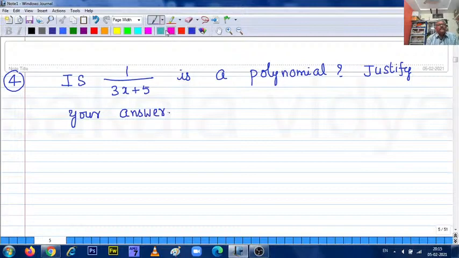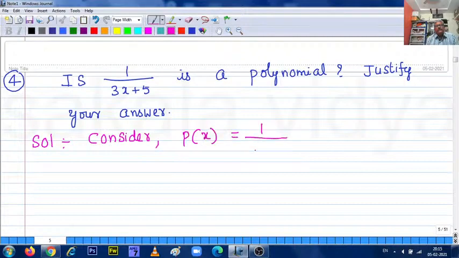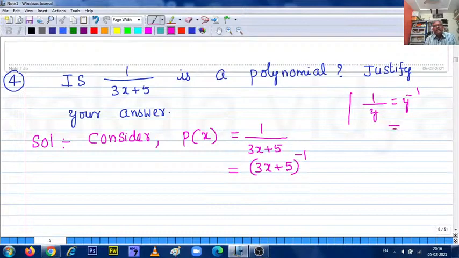See, so now the solution. Now consider this p of x is equal to 1 upon 3x plus 5. This we can write as 3x plus 5 whole to the power of minus 1, because anything 1 by y, you can write y to the power of minus 1. So power is negative. In a polynomial, power should not be negative. So it is not a polynomial.